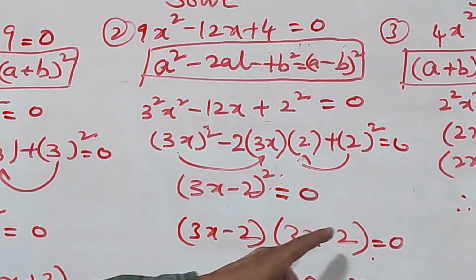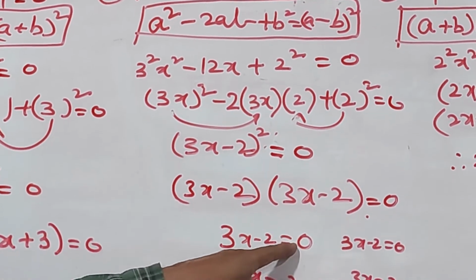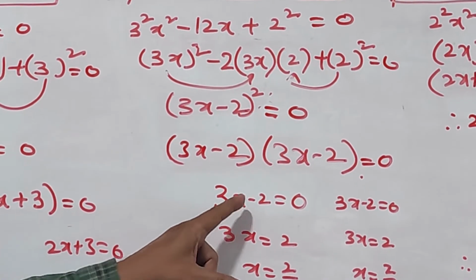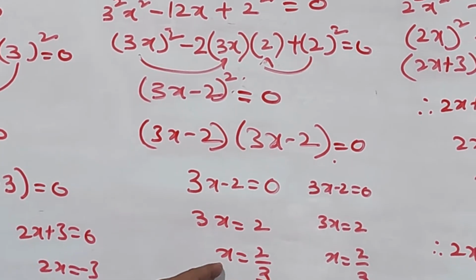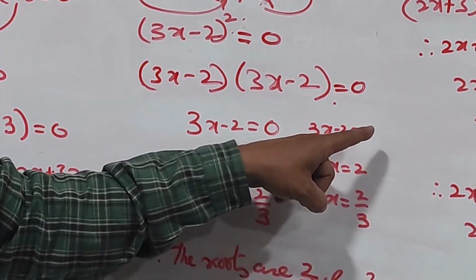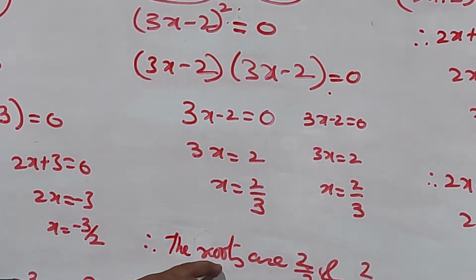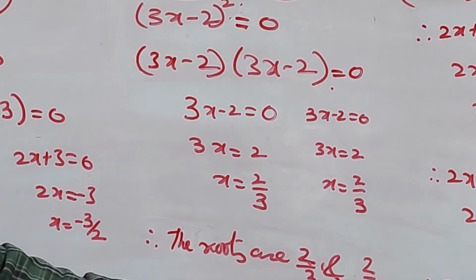So 3x minus 2 into 3x minus 2 is equal to 0, and solving them, 3x minus 2 is equal to 0. Then 3x is equal to minus 2 will become plus 2, then x is equal to 2 by 3. Similarly, same, 3x minus 2 is equal to 0, 3x is equal to 2 and x is equal to 2 by 3. Therefore, the roots are 2 by 3 and 2 by 3.